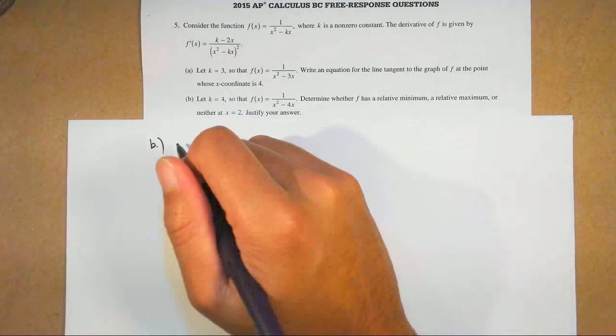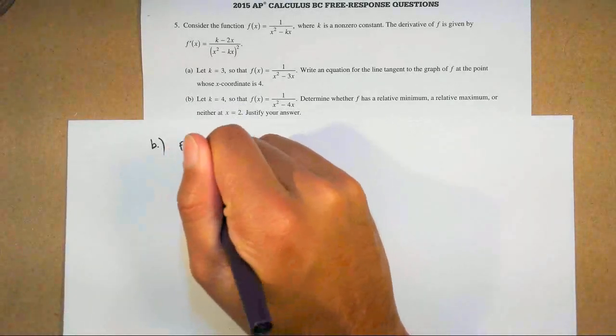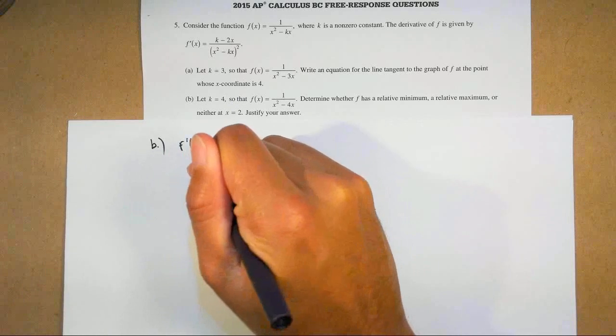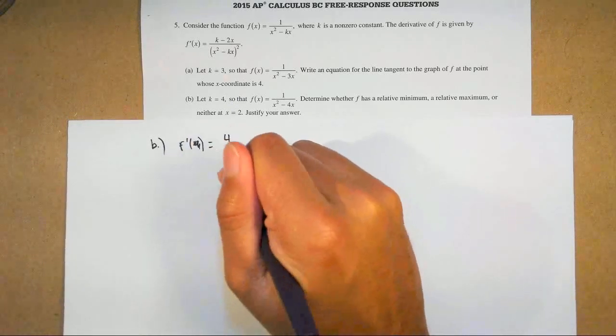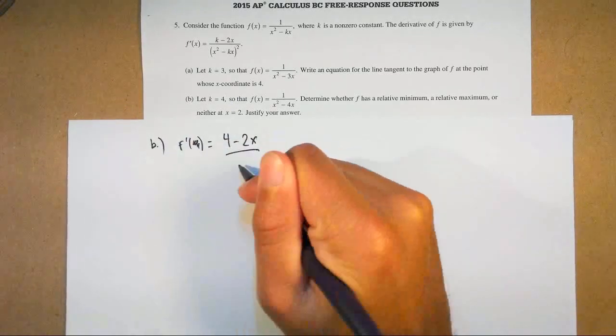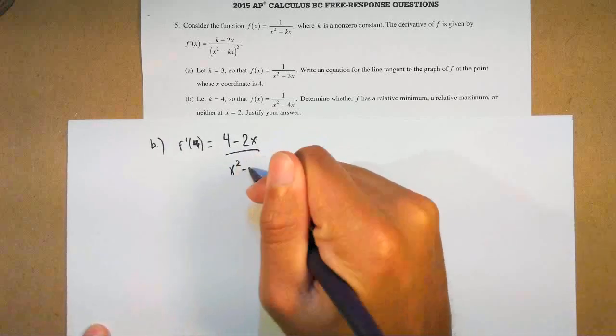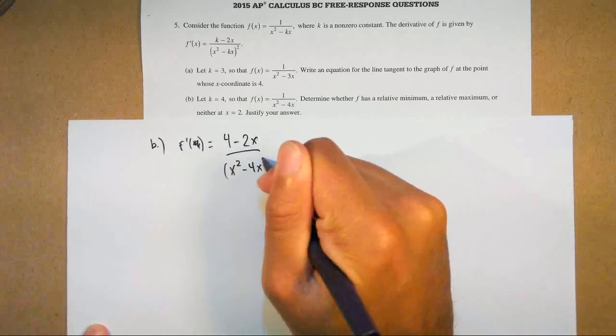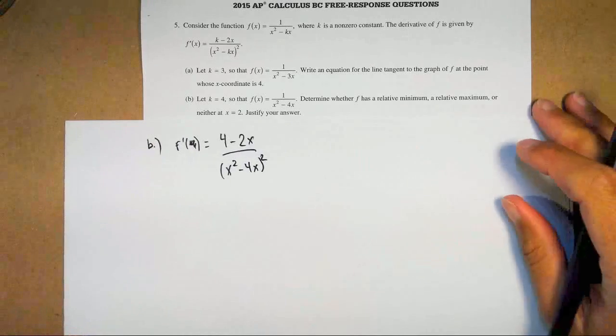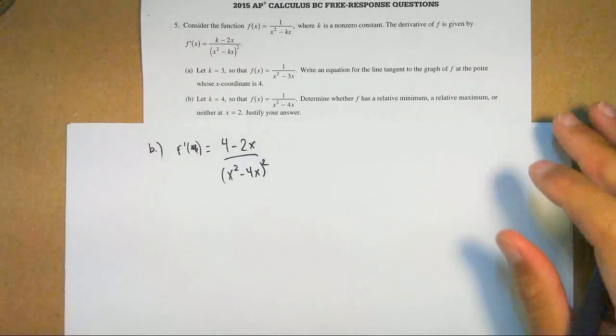But first, let's just plug in 4 into k. I'm going to get 4 minus 2x over x squared minus 4x squared. Well, they're trying to figure out if it's a min or max at x equals 2. So go ahead and plug in 2.